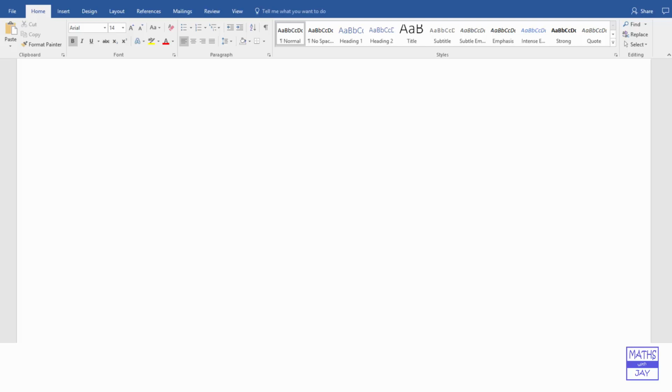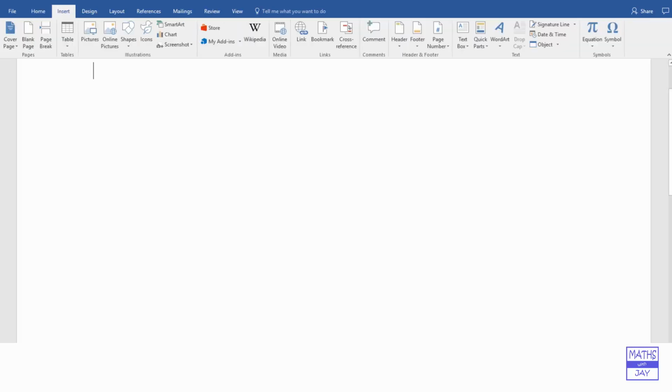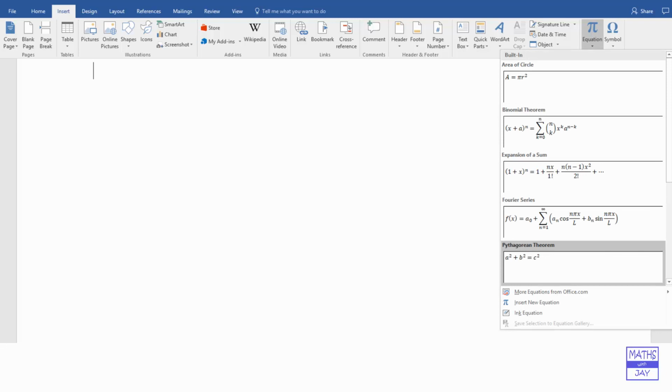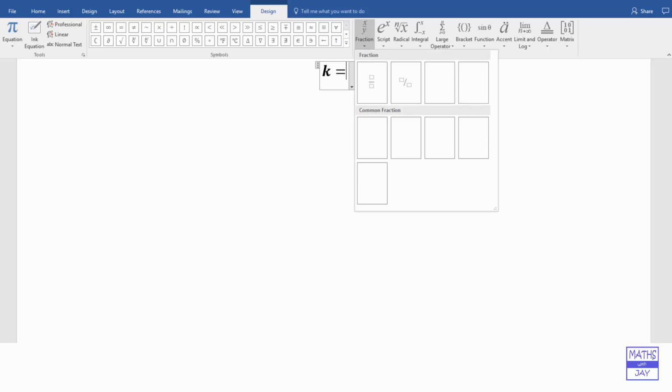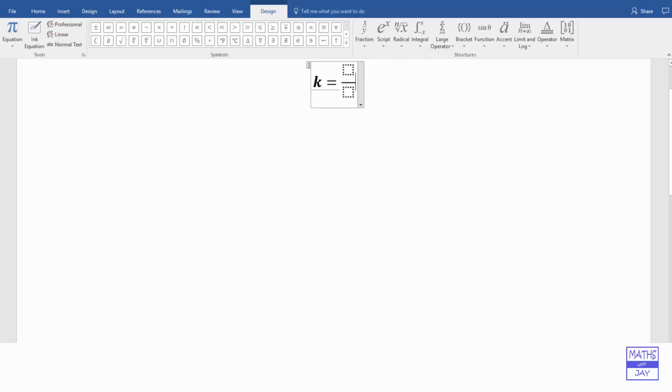So here we're looking at how to present mathematics in Word. So we're going to be rearranging a formula. Let's start off by using insert equation. So insert new equation. And we're going to have k equals, and we'll have a fraction. And it's going to be 5 plus 3t in the numerator, and the denominator 2 minus t.